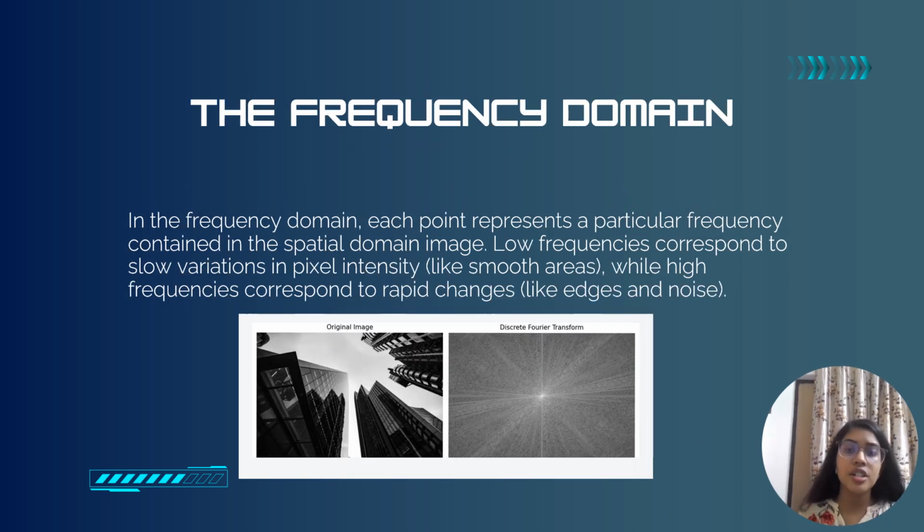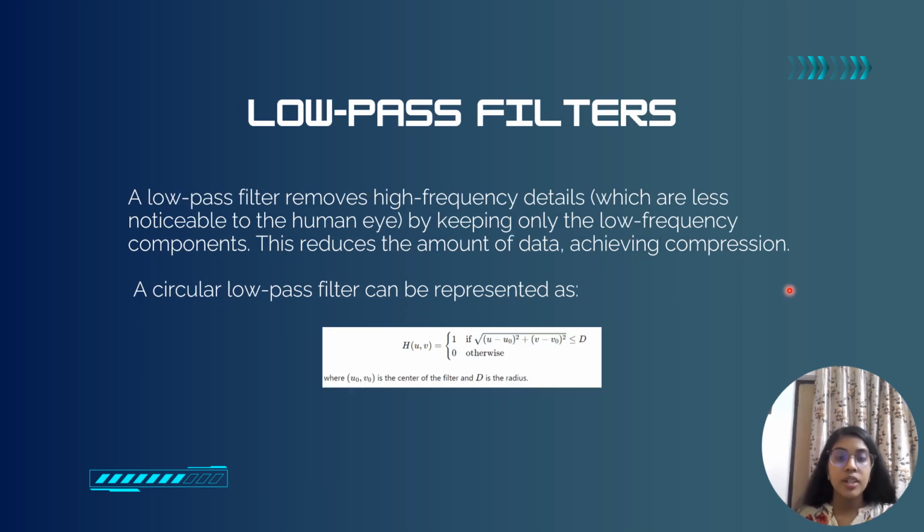Now, what is the frequency domain? In the frequency domain, each point represents a particular frequency contained in the spatial domain range. Low frequencies correspond to slow variations in pixel intensity like smooth areas, whereas high frequencies correspond to rapid changes like edges and noise. This is the representation of this original image in the frequency domain after performing Fourier transform.